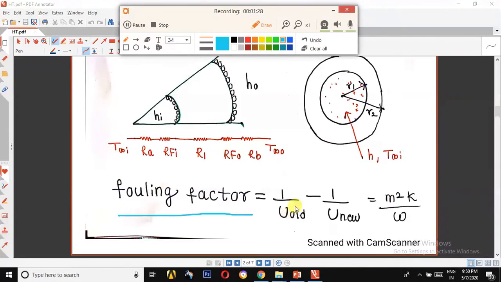Fouling factor is equal to 1 upon U old minus 1 upon U new. Here U is the overall heat transfer coefficient.